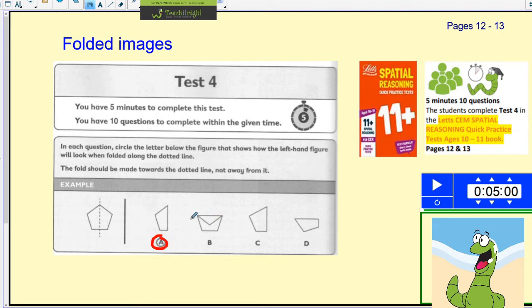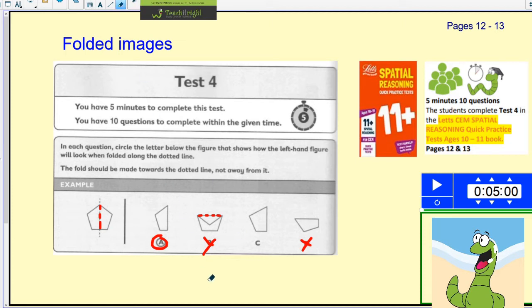Now here you can, of course, use elimination. For example, if the fold line is not along the same axis, if this one's vertical and that's horizontal, that's quite an easy elimination. And similarly with D, that would be quite an easy elimination. But comparing A and C, that's very much a visual skill, visualizing and working out which one is the correct answer.